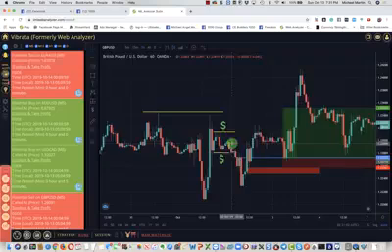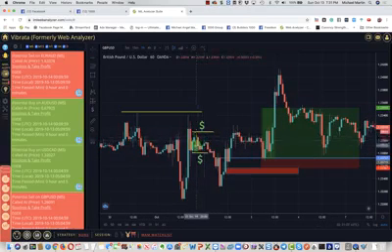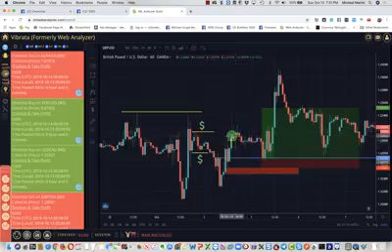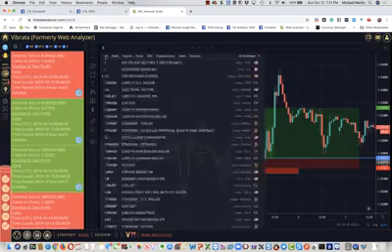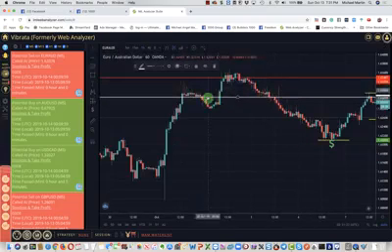So this is the pattern that you're looking for, guys. You're looking for that consolidation. You're waiting for the breakout. Now, it doesn't always take out the highs on the other side. Like if you look at the Euro AUD that I just did.